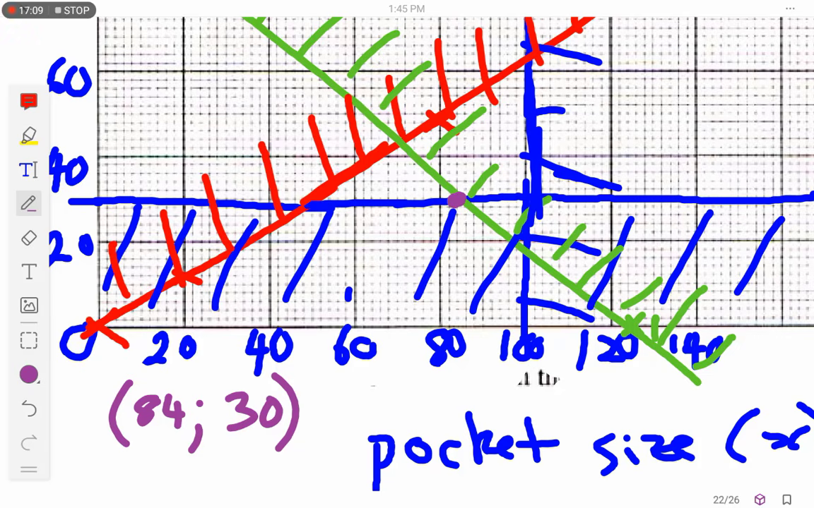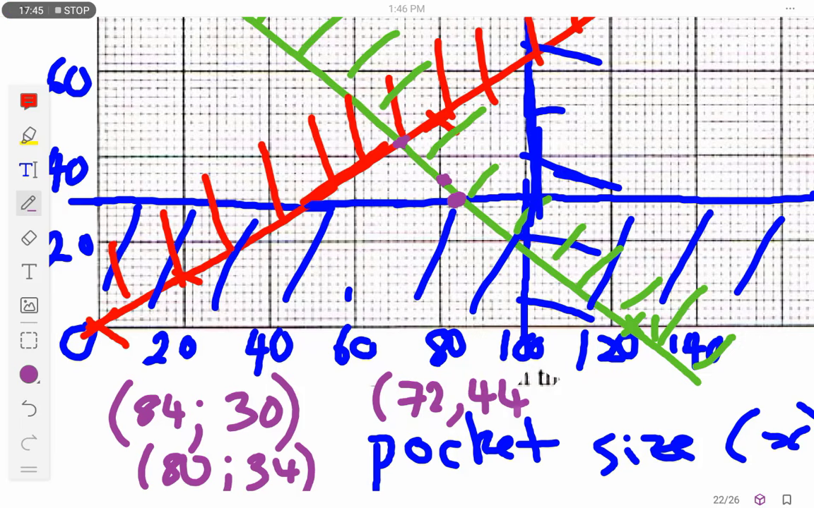Okay, then I can take another point here. My x is 80. My y is 32, that's a 34 there. Okay, like that. I can take another point at the top here. This one here. You find out my x is going to be 72, that's 72 there, and my y is 44. Okay, now I think we can use these to find the maximum.